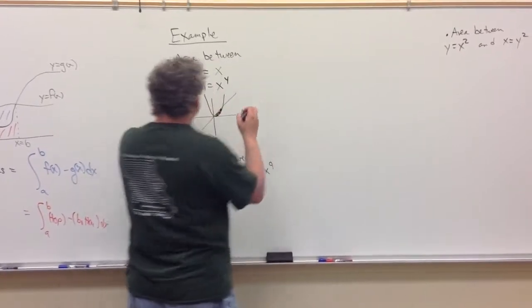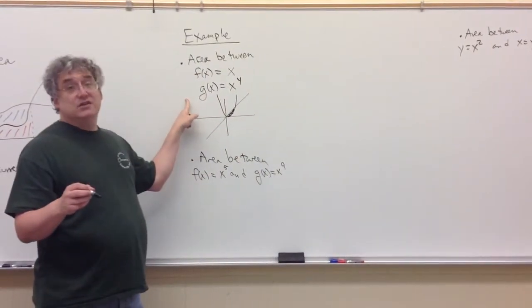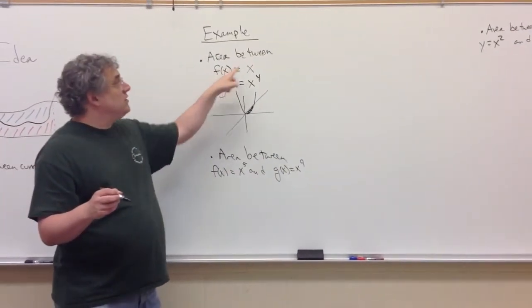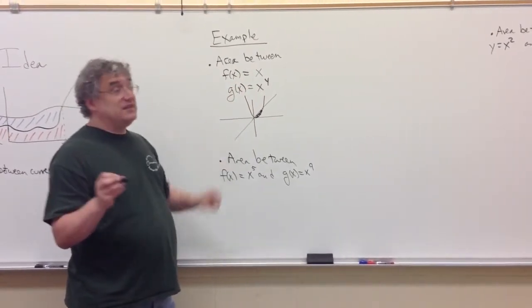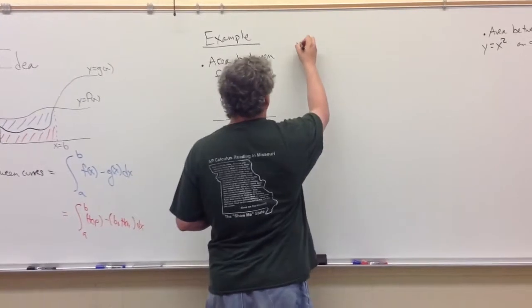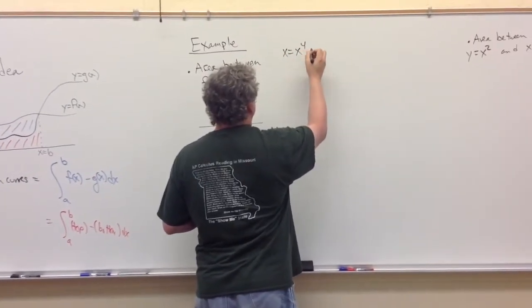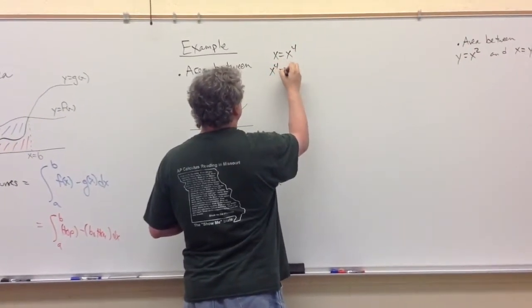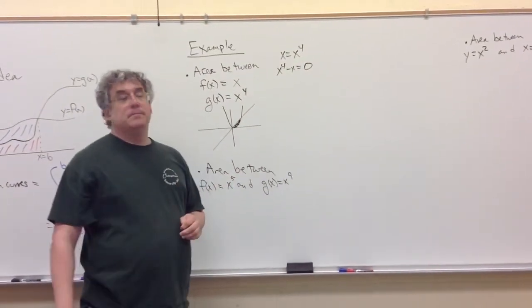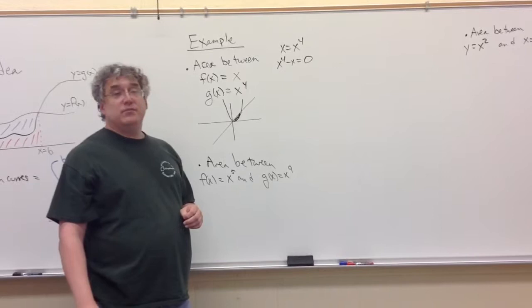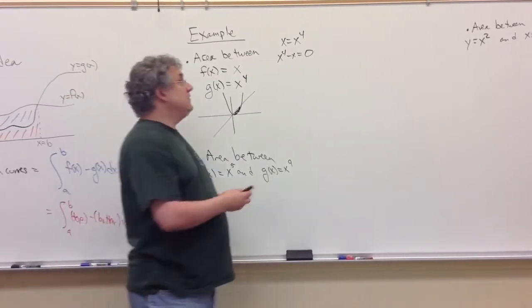I want to know where this function and this function intersect. Where that value and that value for the y's are the same. So if we want intersection, we set them equal. So I need x equals x to the fourth. Or rather, x to the fourth minus x is 0. I just brought everything to one side. How do I do that? Well, at this point, I'm going to factor. I can factor an x out of that.